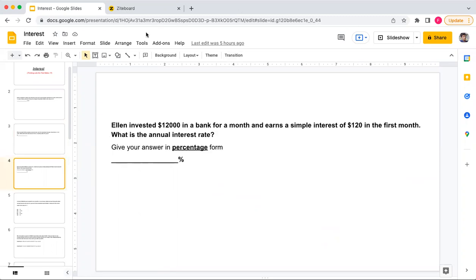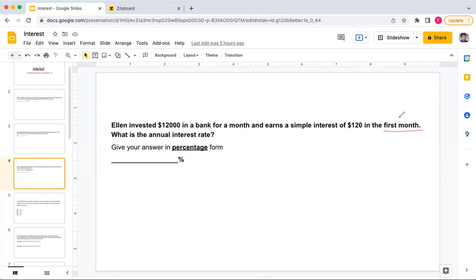Yeah, try this now. This way of asking about simple interest is pretty common, so try to solve this. The person invested 12,000 in a bank for a month and earns a simple interest of 120 in the first month, right? So it's interest for 1 month, not for 1 year. So what is the annual interest rate?